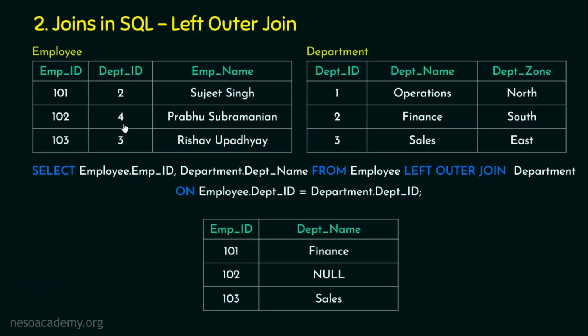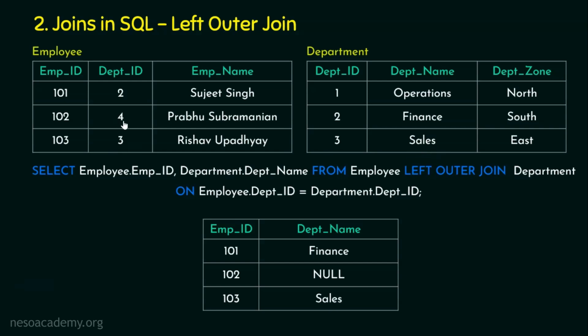So the output is going to contain all the rows from the left-hand side table, which is employee table. And that is why it is mentioned here. Because left-hand side is employee table. So we get all the employee IDs 101, 102 and 103 from left-hand side table and only matching rows from the right-hand side table. Matching rows are 2 and 3, right? For 2 it is finance, 3 it is sales. Can you see here? 2, 101 is 2. So 101 is finance, 103 is sales because Rishabh Upadhyay, who is having the employee ID 103, is belonging to the department 3. 3 means sales.